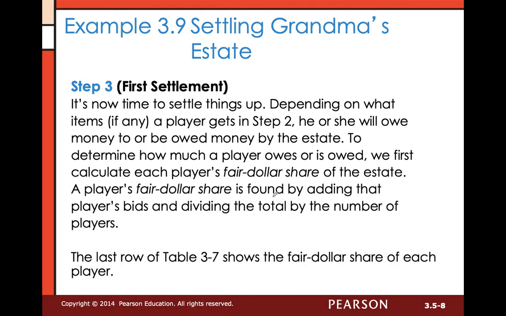So the first thing we need to do is settlement. It's now time to settle things up. Depending on what items, if any, a player gets in step 2, they will owe money to or be owed by the estate. To determine how much a player owes or is owed, we first calculate each player's fair dollar share of the estate. The way you calculate a player's fair dollar share is found by adding the players' bids and then dividing that total by the number of players.